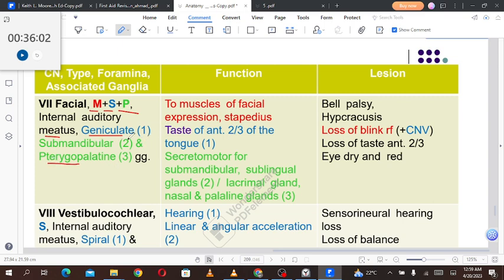The geniculate ganglion, I guess, is sensory, and the submandibular and the pterygopalatine are secretomotor ganglia. The function is innervation to the muscles of facial expression and the stapedius. The stapedius is present in the ear, and it is responsible for decreasing the intensity of sound. So if the facial nerve is damaged, people suffer from hyperacusis.